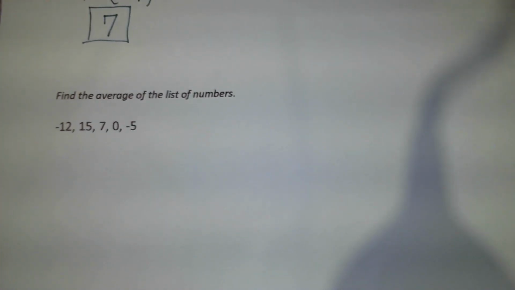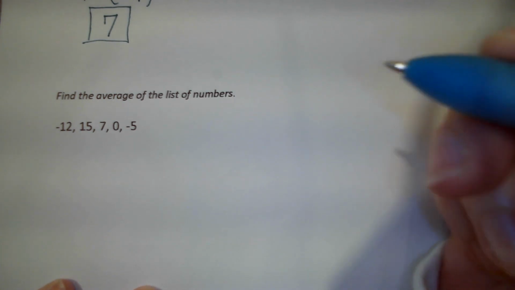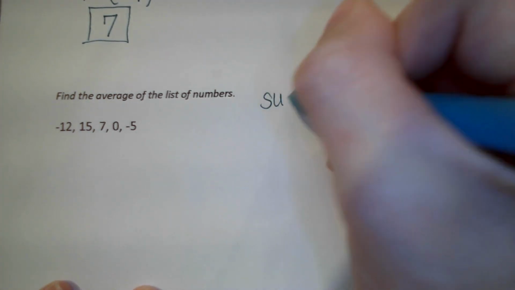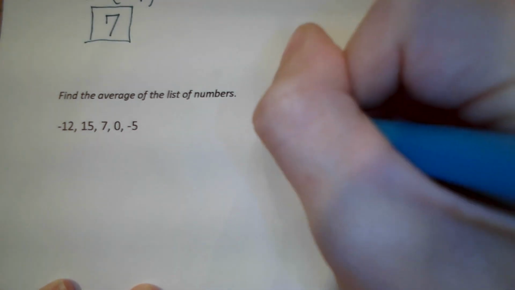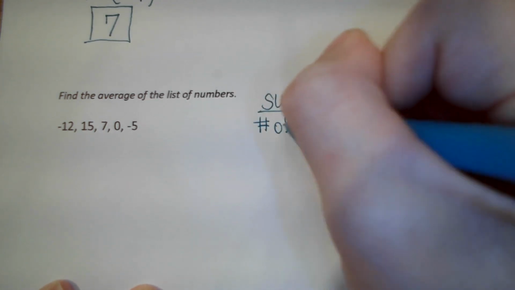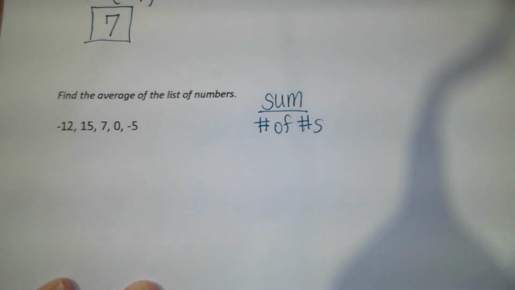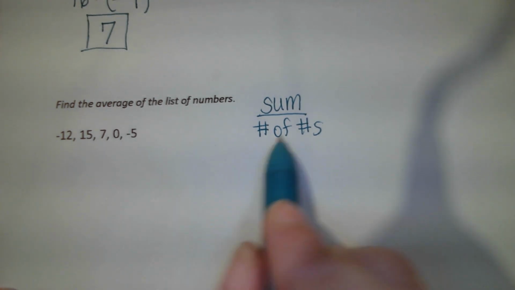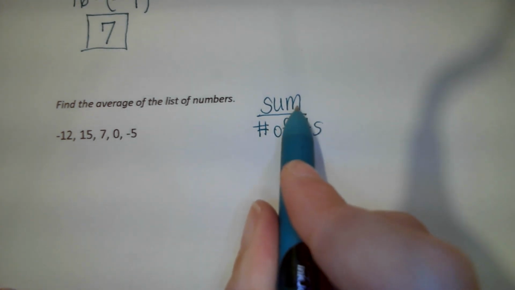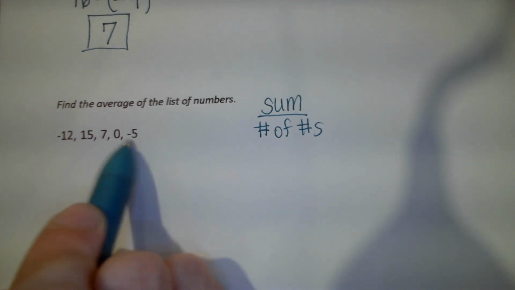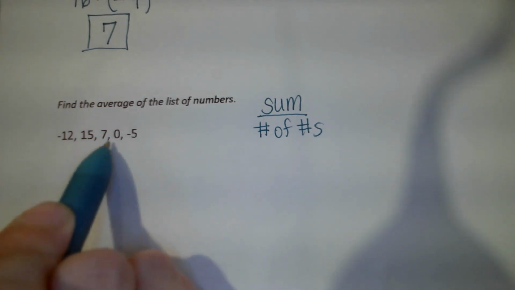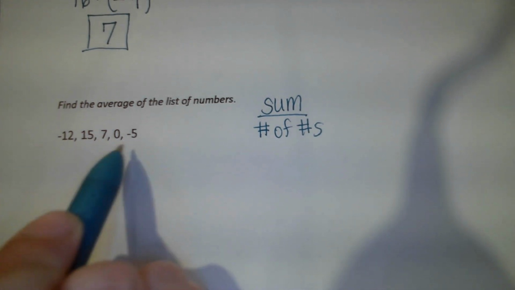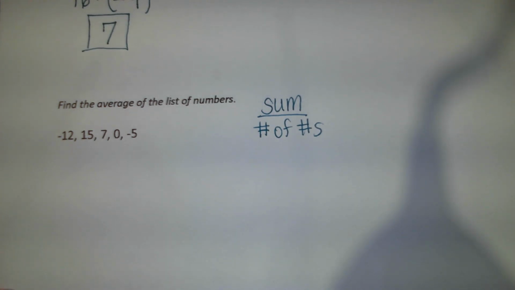Now, if we're being asked to find the average of a list of numbers, remember the average is the sum of all the numbers divided by the number of numbers. So before I can figure out my average or divide anything, I have to find the sum of all of my values. Now here I have some negatives and positives, so I'm gonna take it one step at a time.